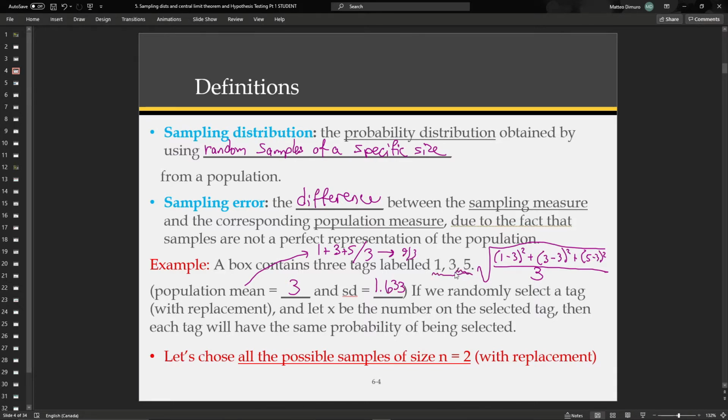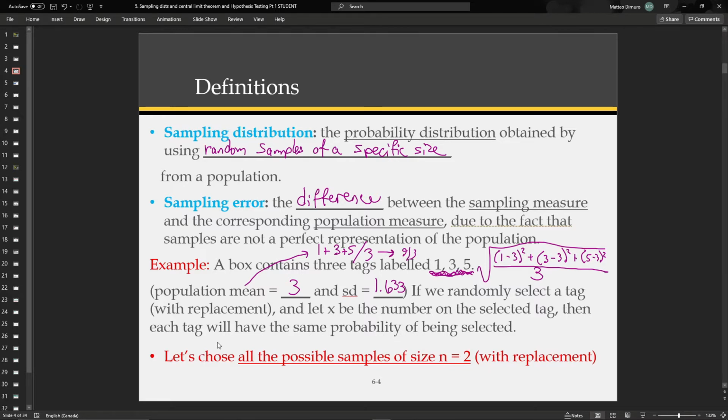Okay, so these are the actual population mean and population standard deviation because we're going to say that this is everything in this particular category of tags that we're interested in, or these 3 tags. Okay. So if we randomly select a tag with replacement and let x be the number selected on the tag, then each tag will have the same probability of being selected. Now, to demonstrate the central limit theorem and what it means for us, I'm going to use this example as sort of a way to show you why the central limit theorem works.